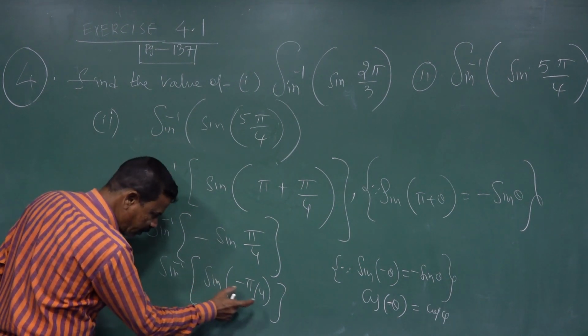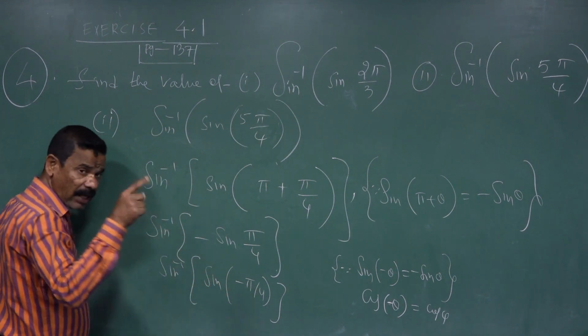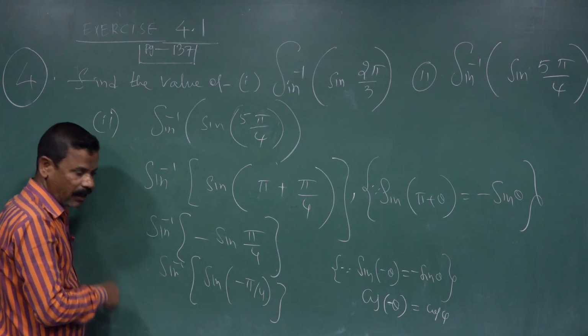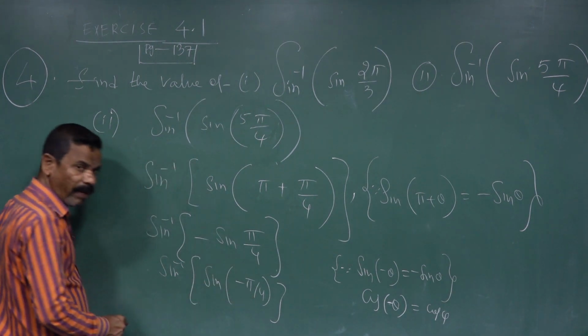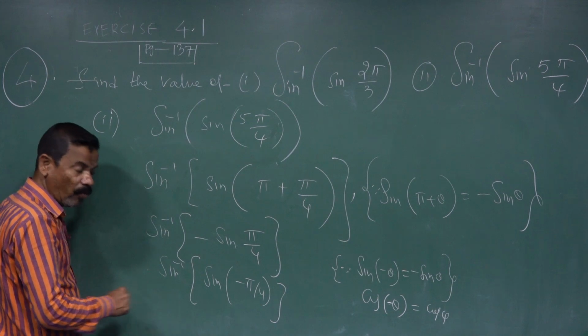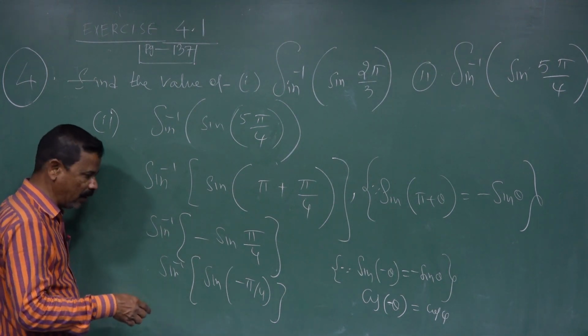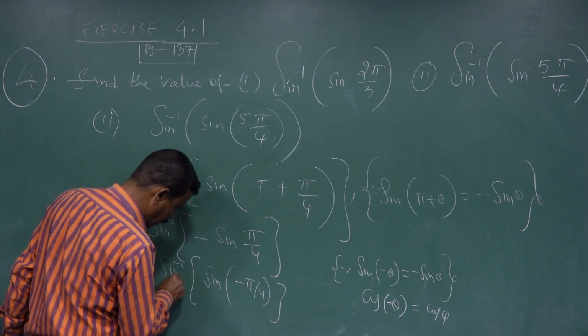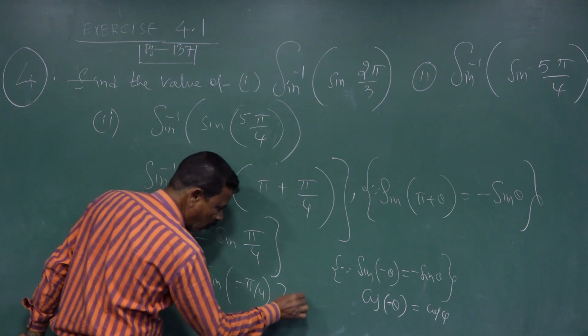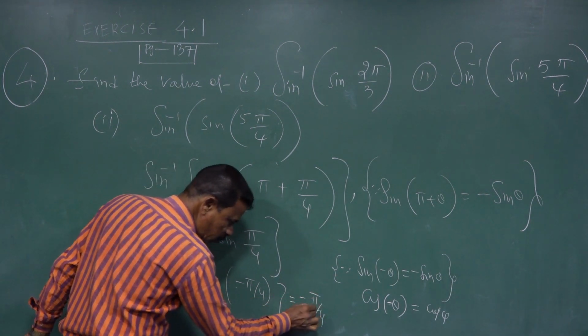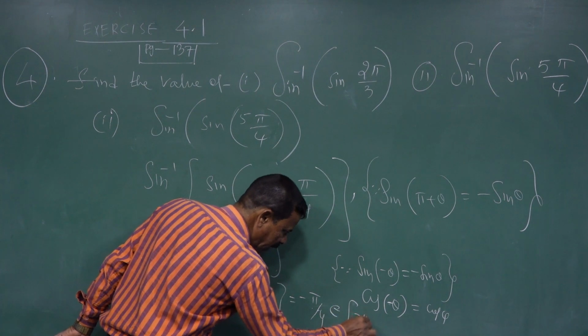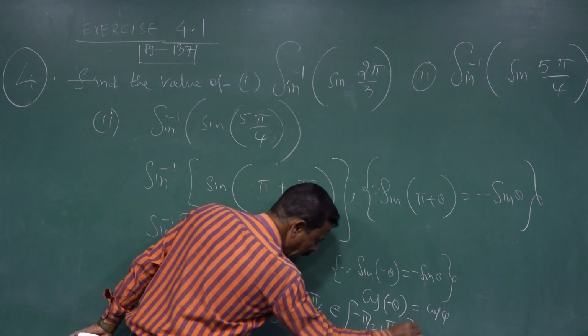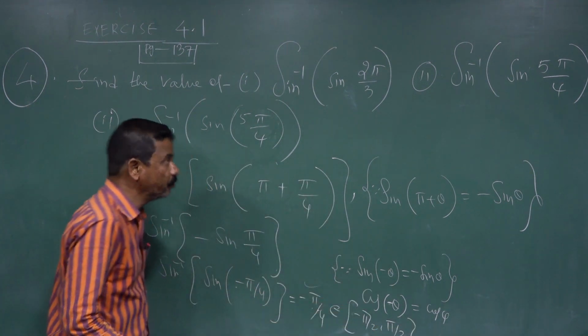Now, we check whether this value is in the domain or not. Minus 5 by 4, minus 45. The actual domain is how much? Minus 90 to plus 90. That's why it is correct. Sine inverse and sine cancelled, it is equal to minus 5 by 4. This value belongs to minus 90 to plus 90, that's why this is the true value.